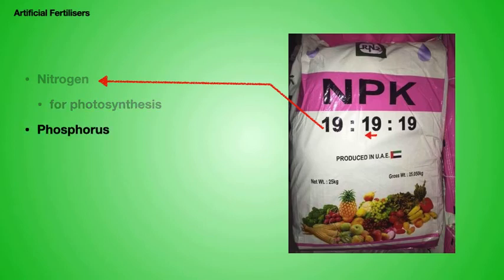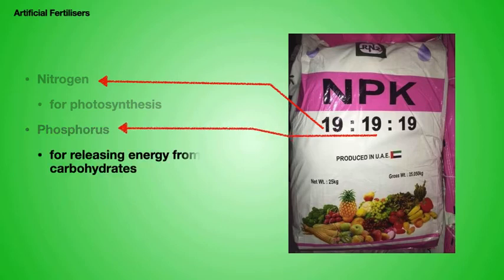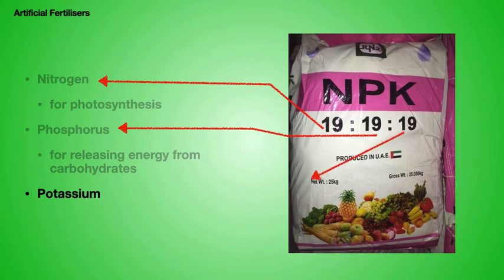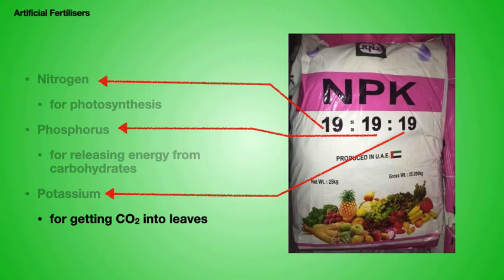P stands for phosphorus. Phosphorus is important for releasing energy from carbohydrates, not just in plants but in animals. And the K is potassium. And that's important for getting carbon dioxide into leaves, but also if you want to promote flower growth, fruit growth, so flowers and fruits, what you want is lots of potassium in your fertilizer.